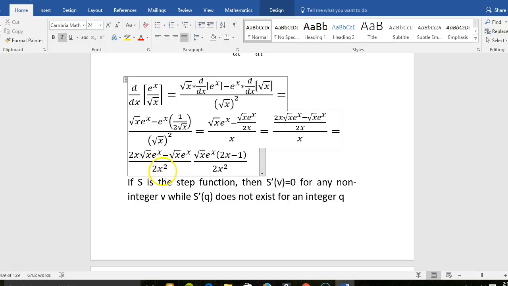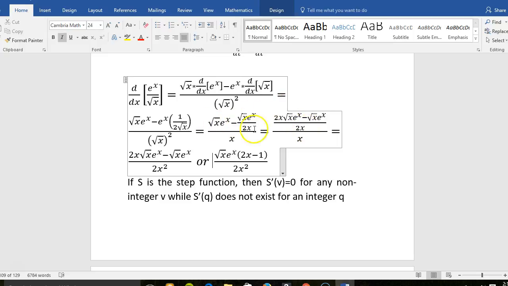A final thing you could do, if you ever have an ABCD kind of test or quiz, if they give it to you possibly in this format, you can factor out a radical x e to the x, and that leaves you with the 2x minus 1 here. That's not the most important part of the problem, but they may put it to you in that form, so do be aware. And that's pretty much all for this video.